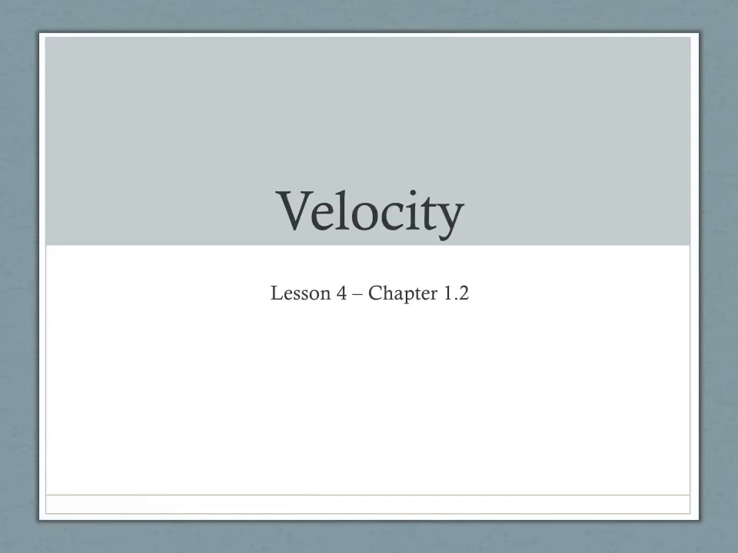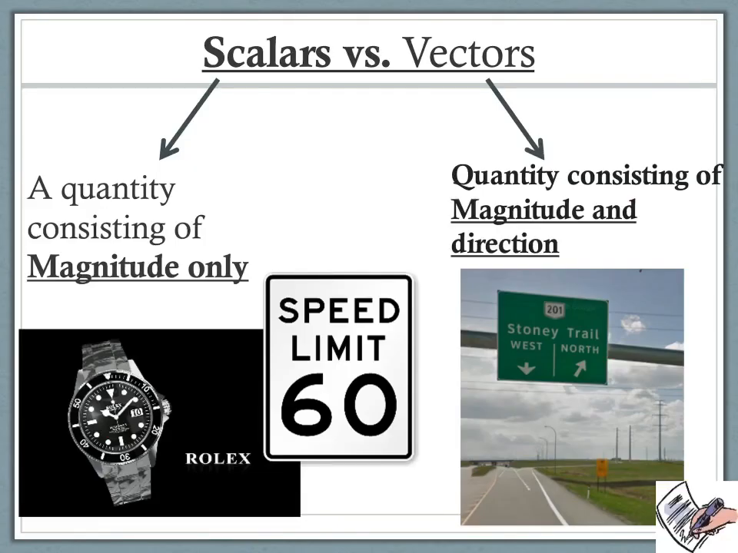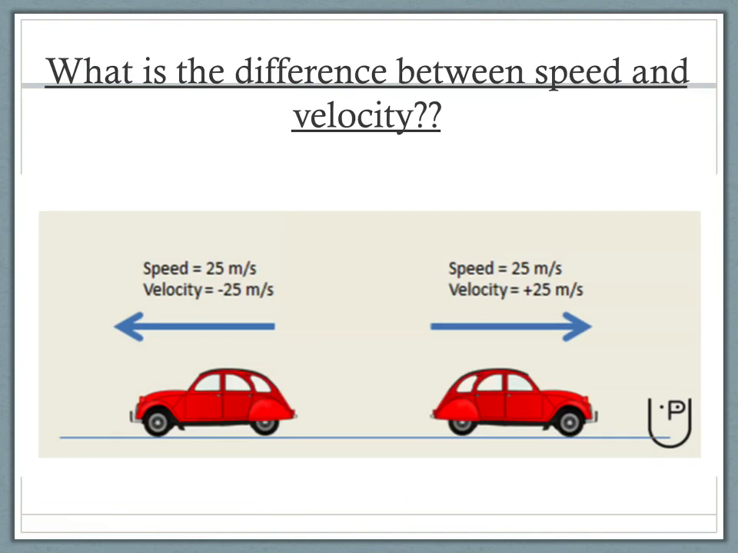Okay, Science 10, so now we are going to go over velocity. Now, we went over speed the other day, which is distance over time. So you might be asking, what is the difference between speed and velocity? Well, here's an example. If you have a car going to the right, its speed is 25 meters per second. That's all you have to say. But its velocity is positive 25 meters.